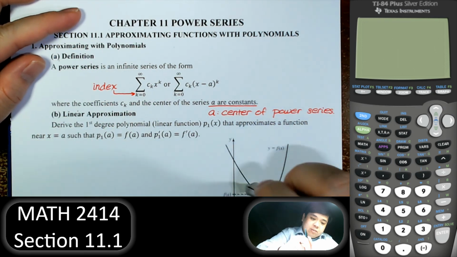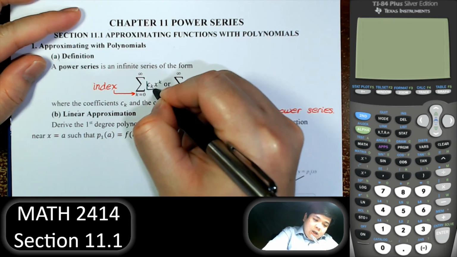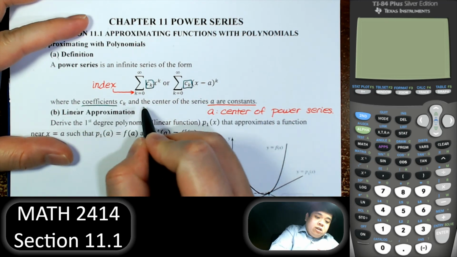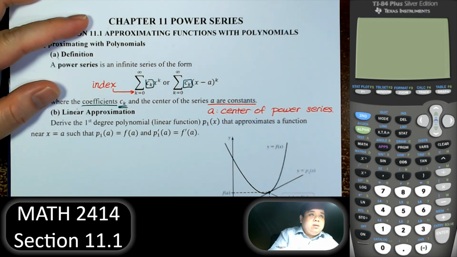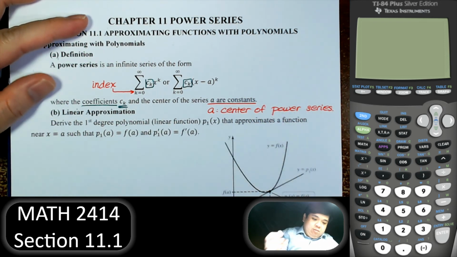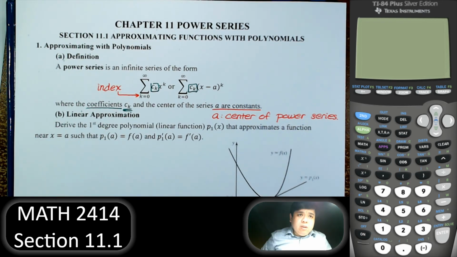C sub k is also a constant called the coefficient of the power series. So a is the center of the series. I already said that. Right, so now, why do we need a power series?